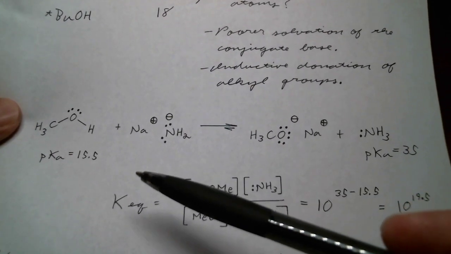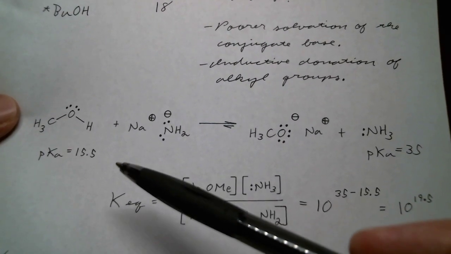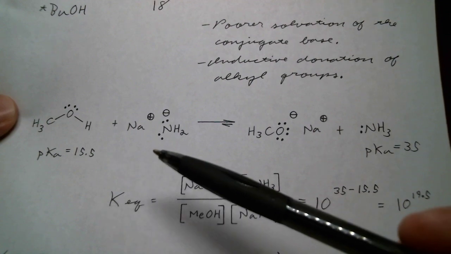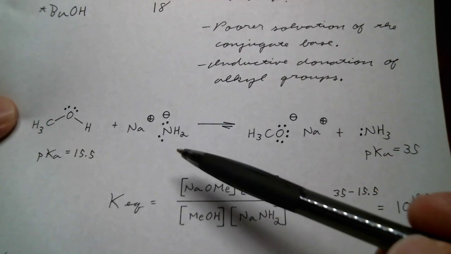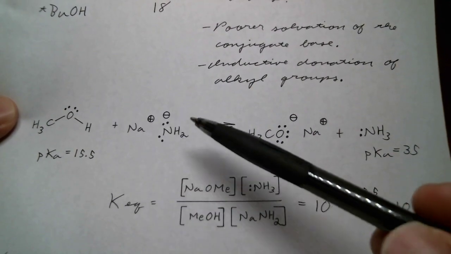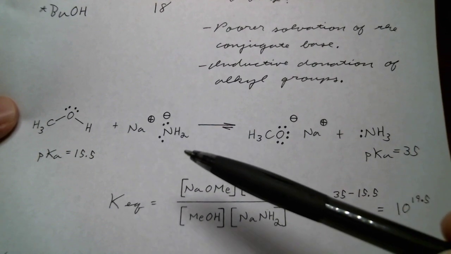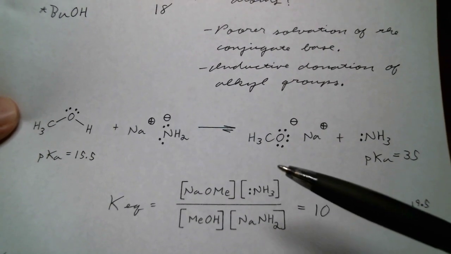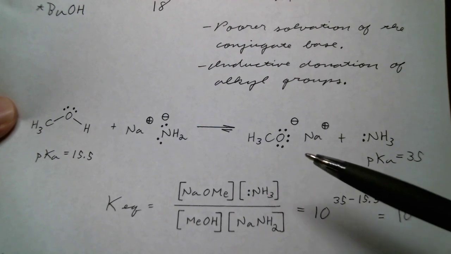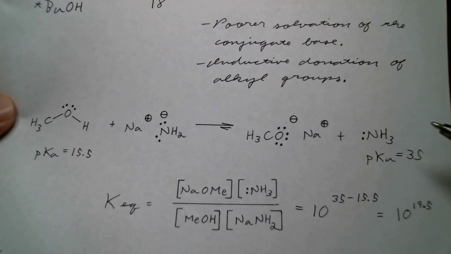Here we go. Here's a neat trick. Here we've got methanol and we have sodium amide. I have a big bottle of this in my lab. Very flammable, especially when you put it in water, can be explosive. We're going to create sodium methoxide and ammonia. That's going to bubble away pretty quick.